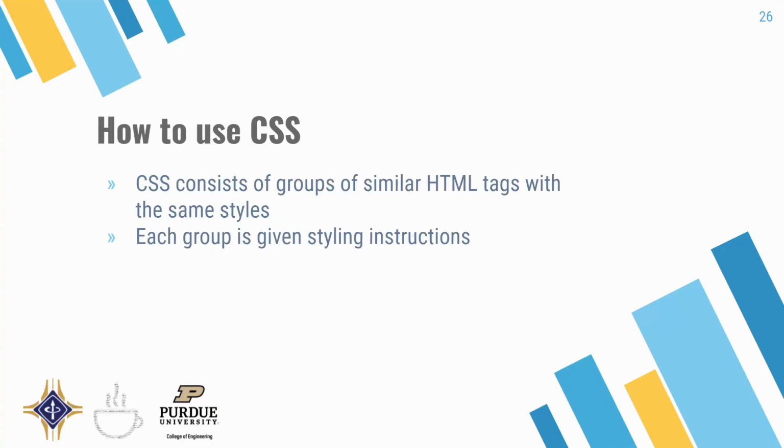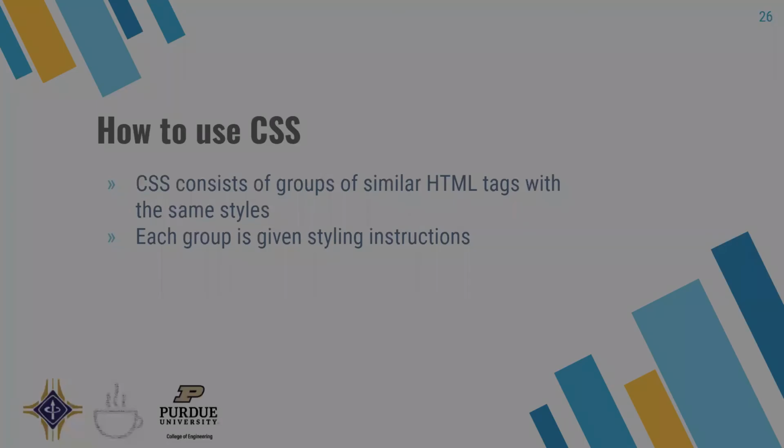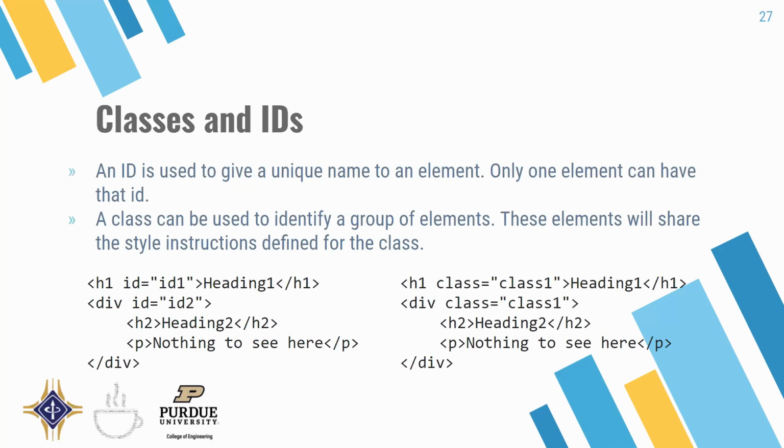How do we use it? Basically, you have to first define a group of similar tags, and then you can give each tag some styling instructions. So these groups can be, first a little aside here, classes and IDs. So there are 2 words to think about. Classes and IDs are used all the time in both CSS for styling and also JavaScript for basically everything else we're going to talk about in this course. And that is IDs and classes.